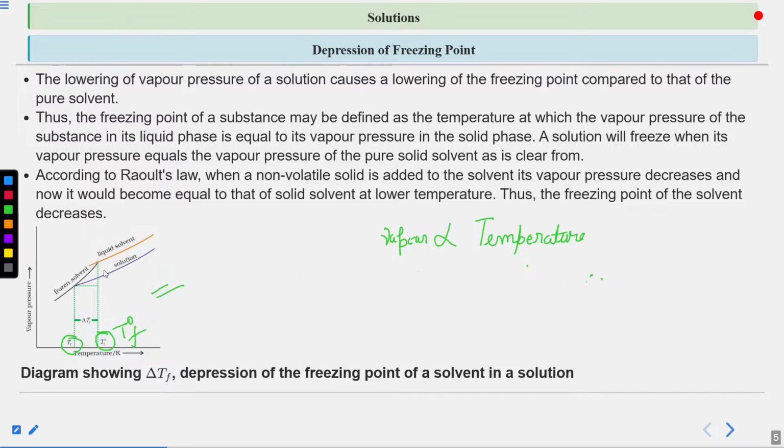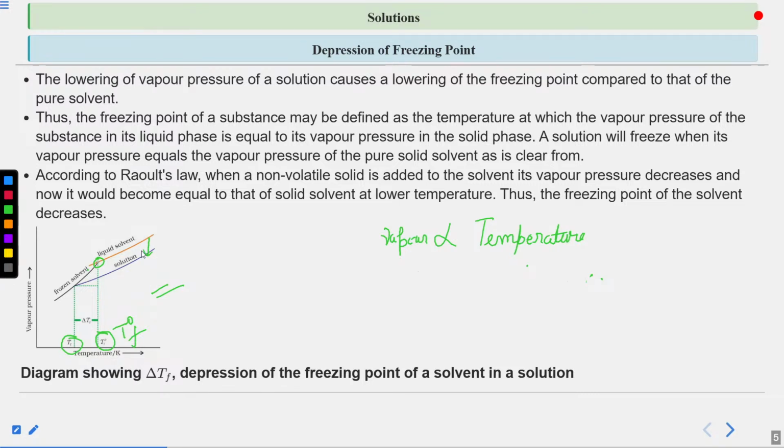Here I am again repeating it. This black line is depicting the vapor pressure of the solid phase or the frozen solvent. Now, of course, this will decrease on decreasing the temperature, but the solvent intersects this frozen solvent vapor pressure at a higher temperature as compared to the solution, and this whole thing is due to the decrease in vapor pressure.